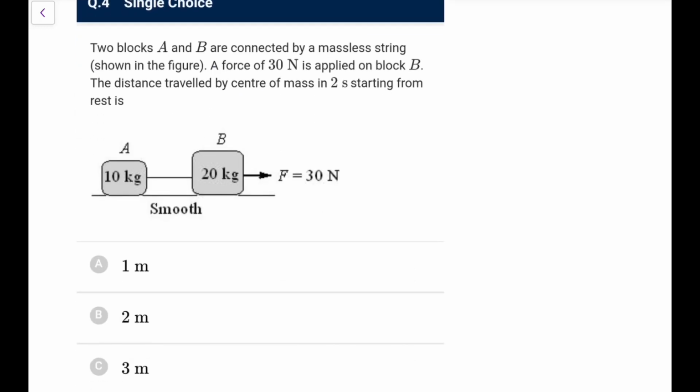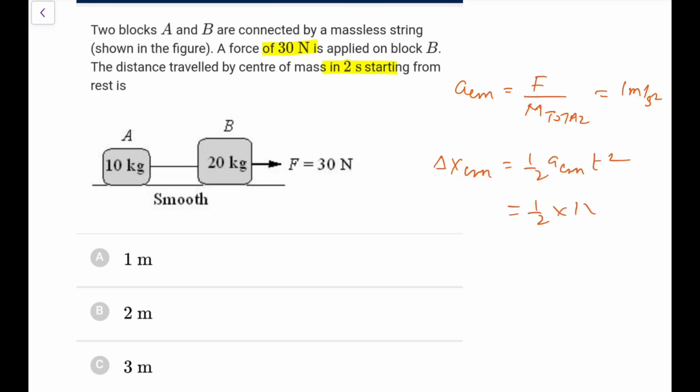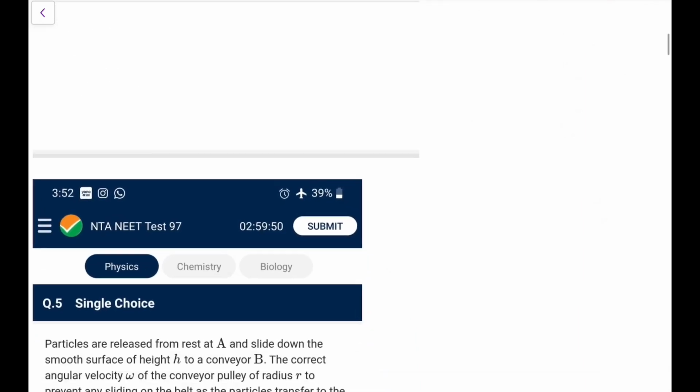Two blocks are connected by a massless string. 30 Newton is applied on block B. The distance traveled by CM in 2 seconds starting from rest. So directly I can make it out, a CM would be F upon total mass. This is 30 by 30, that is 1 meter per second square. So I can directly say the displacement of CM, because it starts from rest, would be half a CM into t square, that is half into 1 into 2 square, that comes out as 2 meter. So again an easy one, no toughness in this, you can do this. Next.